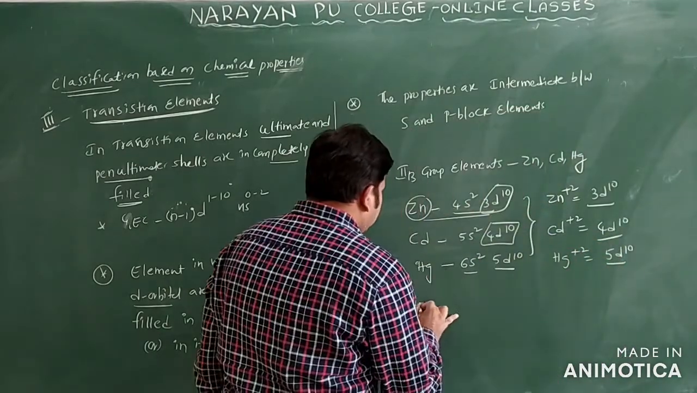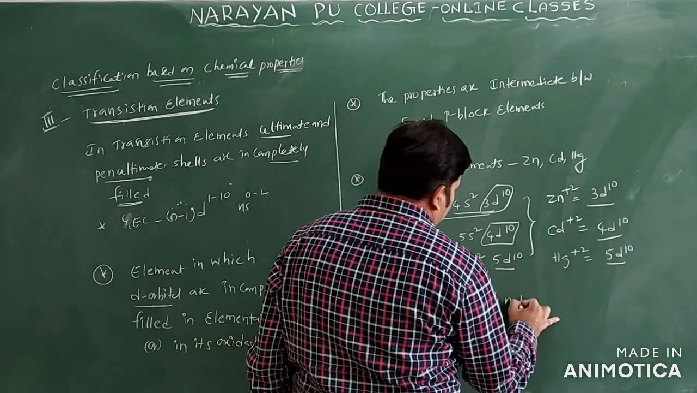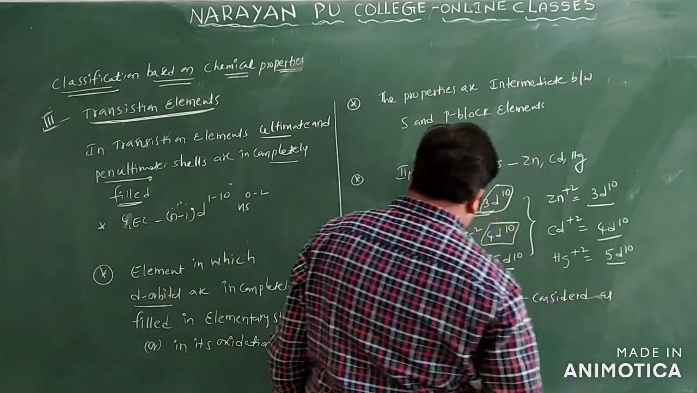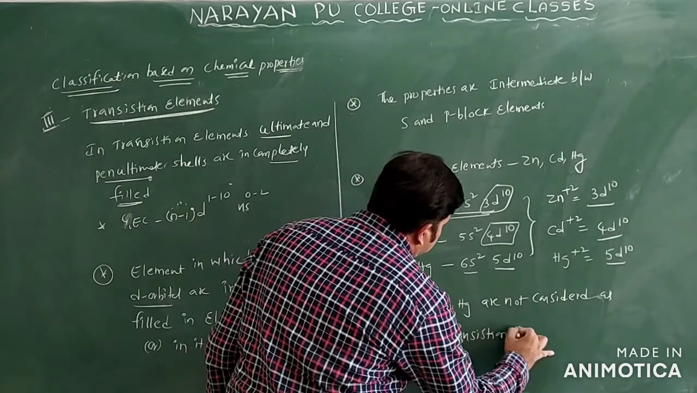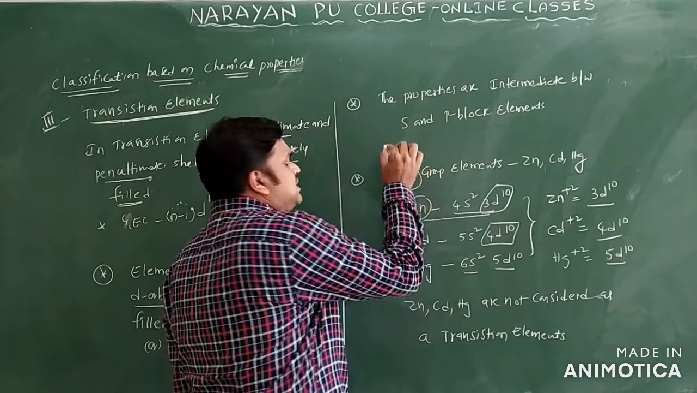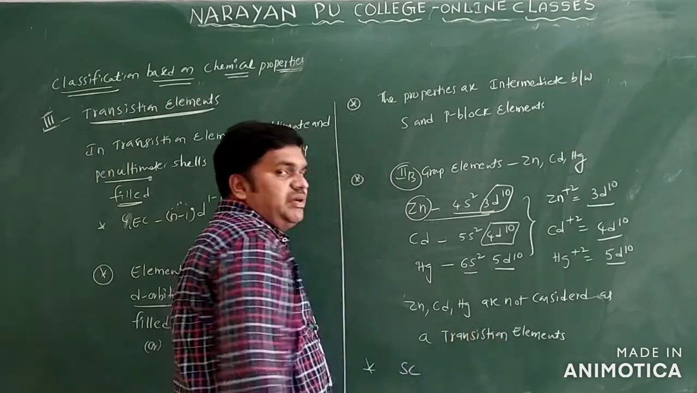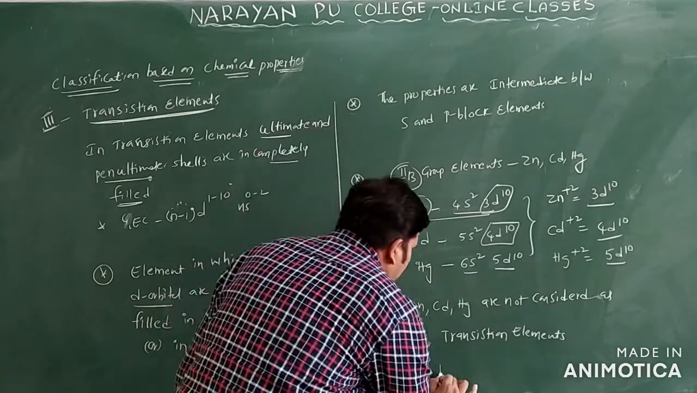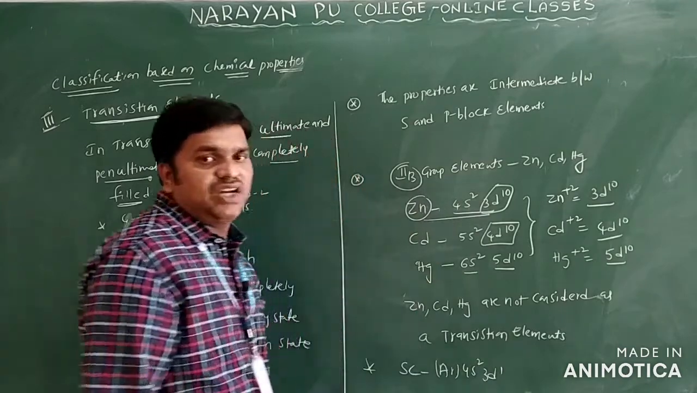So what you can say here, zinc, cadmium, mercury are not considered as transition elements only. So this is one of the exceptions, especially in the second group. Suppose you are taking scandium, suppose I am taking scandium only. Scandium, atomic number 21 generally. I will get the configuration here: argon 4s2 and 3d1 only. Argon 4s2 3d1.